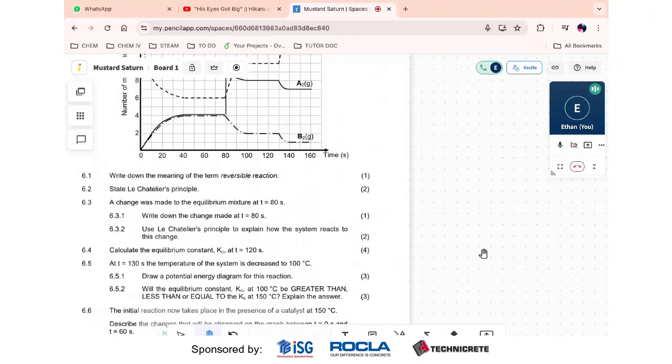State Le Chatelier's principle for 2 marks. So, when the equilibrium in a closed system is disturbed, the system will reinstate a new equilibrium. This is a very formal way of saying it. Of course, it's very difficult to just memorize definitions like how they're written in the textbook. It's easier to just rephrase it, paraphrase it in your own way. Basically, you just need to capture the essence of the information.